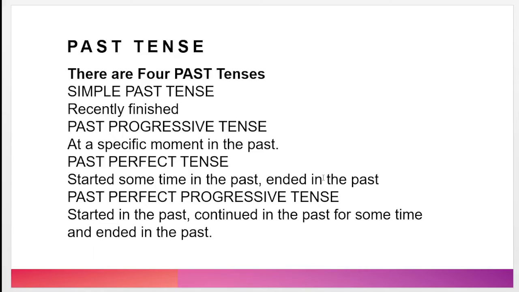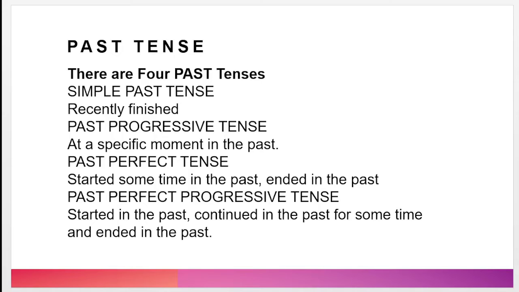Now let's move on to the next point in time, the past tense. Now again there are four past tenses. The simple past tense, which is used for something that recently finished. Next is the past progressive tense. Now just like present progressive tense or present continuous tense, the past progressive or the past continuous talks about a specific moment in the past.